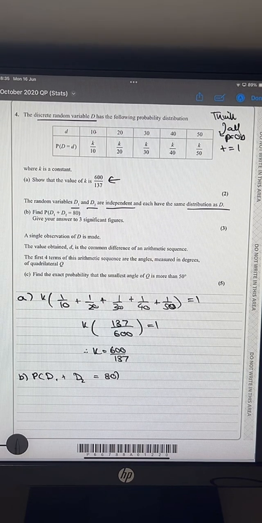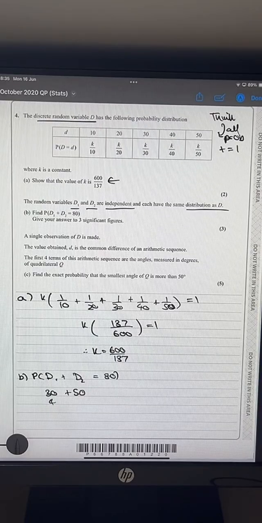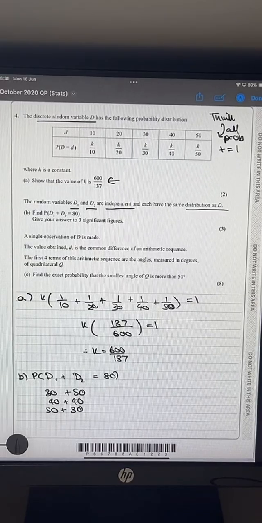So if I have a 10, I need a 70. Well, this doesn't have a 70. If I've got a 20, I need a 60. Well, this doesn't have a 60. If I have a 30 from D1, D2 could be 50. So 30 plus 50. If I have a 40 from D1, D2 could be 40. So that's just 40 plus 40. If I have D1 is 50, D2 can be 30. So 50 plus 30. And that's it. These are how I can get equal to 80.